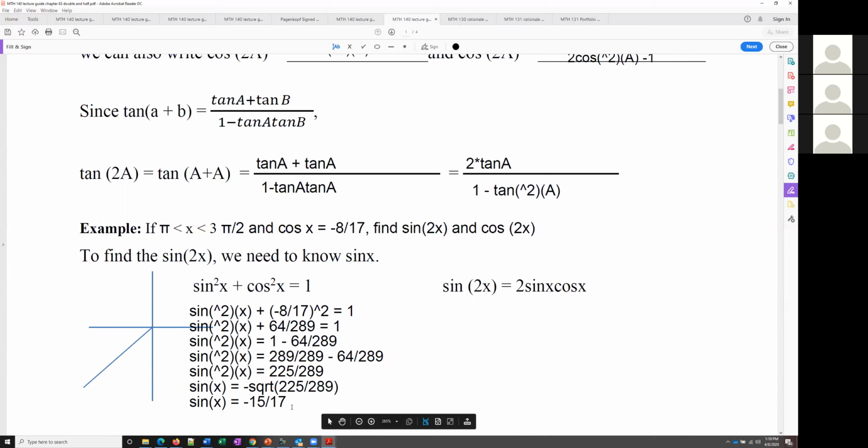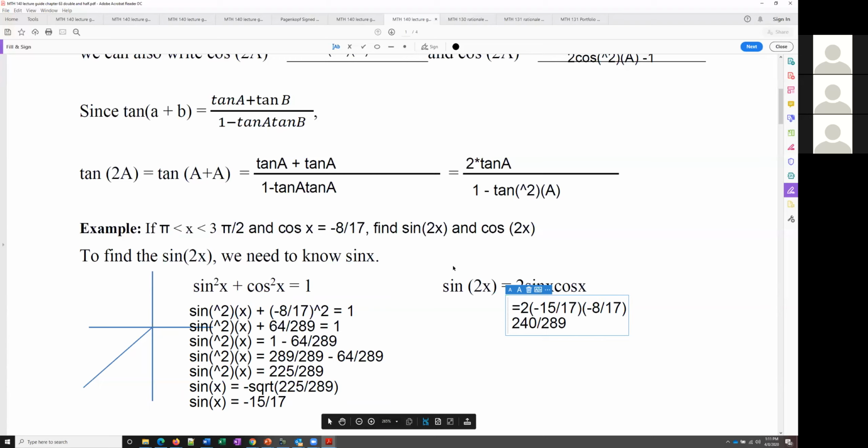So now we know sine of x, and so we can go ahead and use the formula to find the sine of 2x. So we have 2 times negative 15/17 times negative 8/17. And that ends up being 240/289.